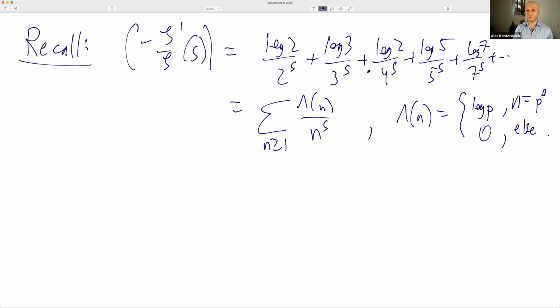Okay, so that's the coefficient. 4 is the prime power. So the next coefficient would be log 2 over 8 to the s, and log 3 over 9 to the s, and so on. That's the function that we were interested in.